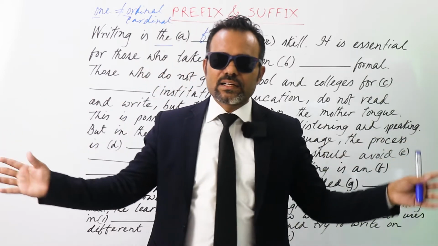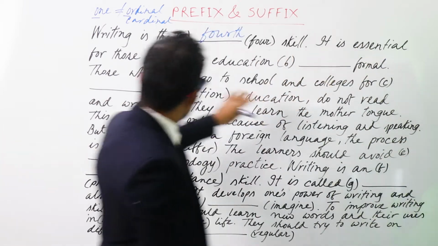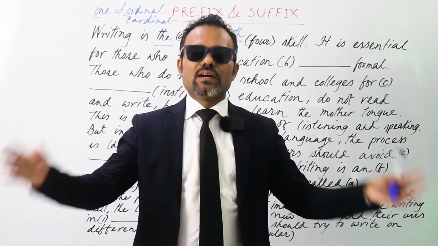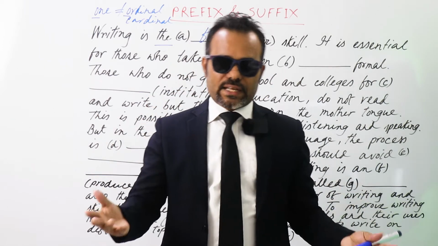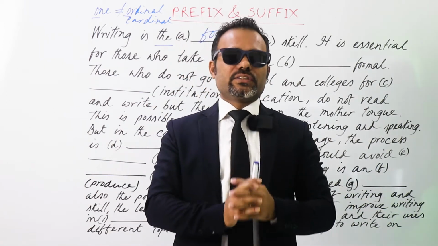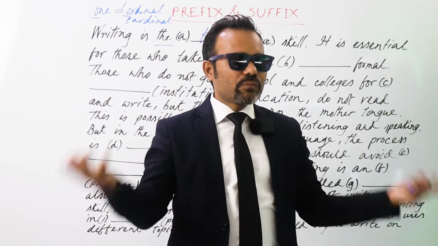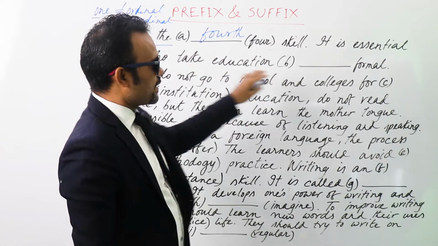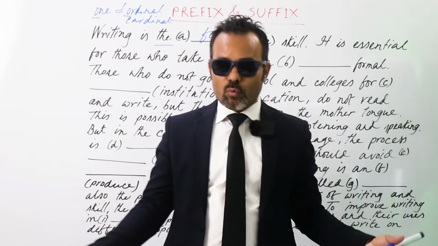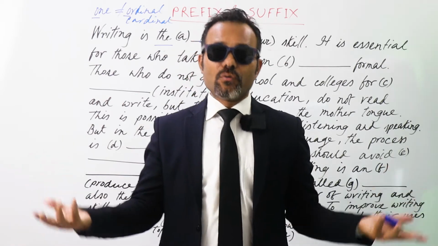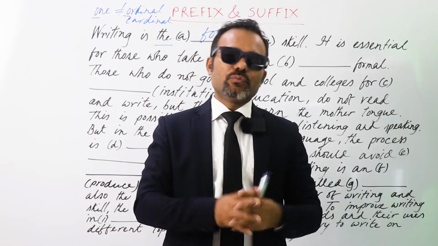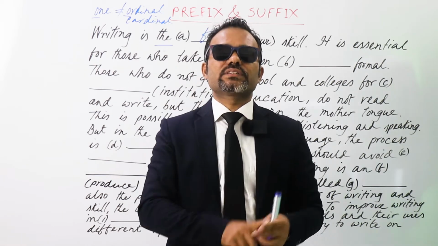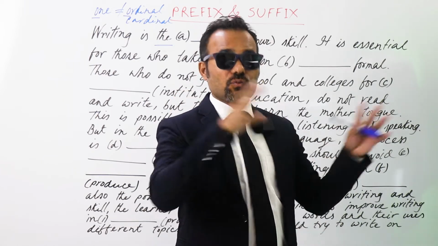Now, it is essential for those who take education. This is a complete sentence. Look at this: it is essential for those who take education. Up to this, we can finish here. But after that, if we want to add anything additionally, it will be an adverb. Another way we can determine this: who take, then education how? The answer would be formally. So both ways we can identify this one, it will be an adverb. So you have to understand the relationship between words.